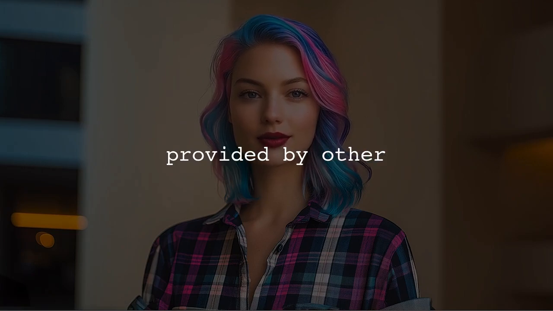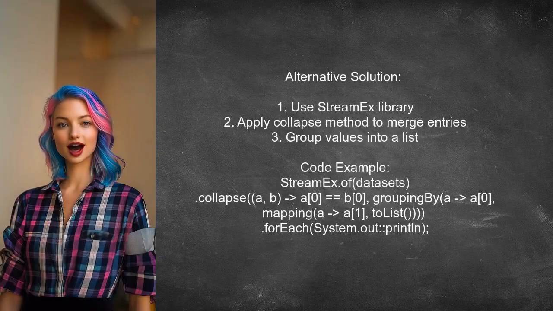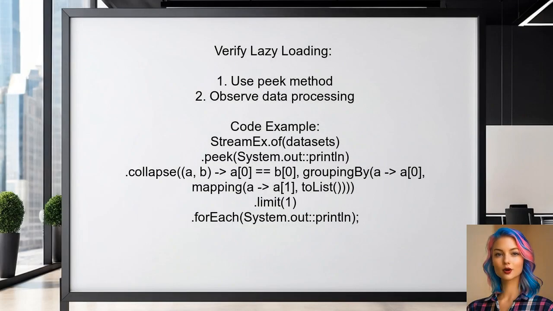Now let's look at the answers provided by other users. An alternative solution provided by a user involves using the streamx library. They suggest using the collapse method to merge consecutive entries with the same key. This approach allows you to group values into a list without loading all data into memory. Additionally, they demonstrate how to verify lazy loading by using the peek method. This allows you to see the data being processed without affecting the final output.